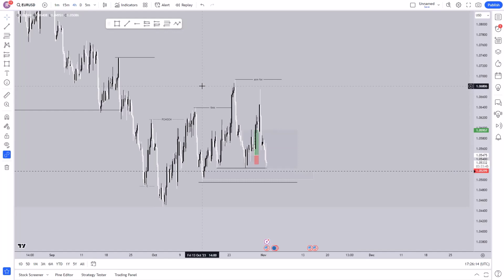And Melvin says, so the 50-minute break of structure is actually your confirmation of where price will be heading to, whether bullish or bearish, right?